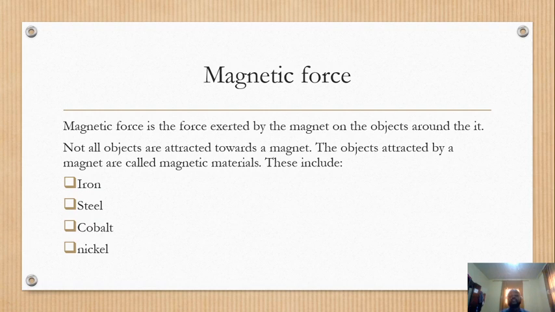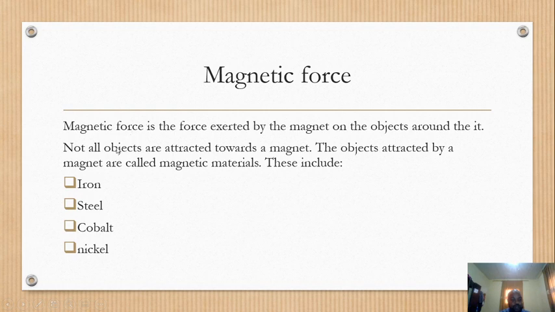Not all objects are attracted towards the magnet, by the way. All the things around it are not attracted towards it. The objects attracted by the magnet are called magnetic materials. Any substance that's attracted by the magnet is called magnetic material.